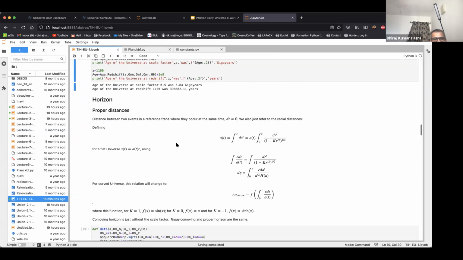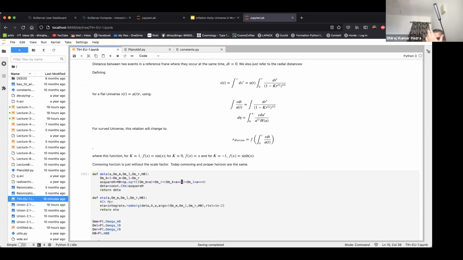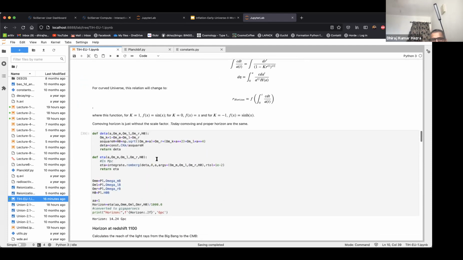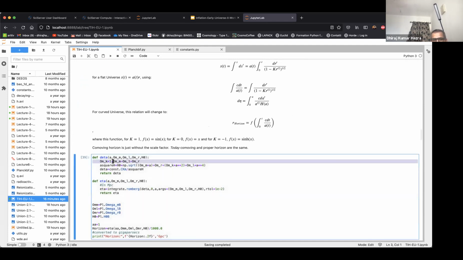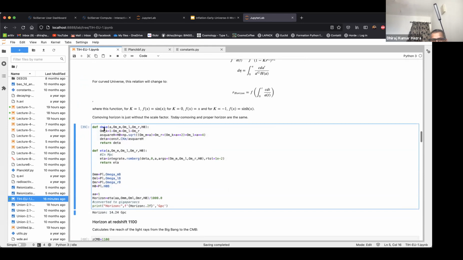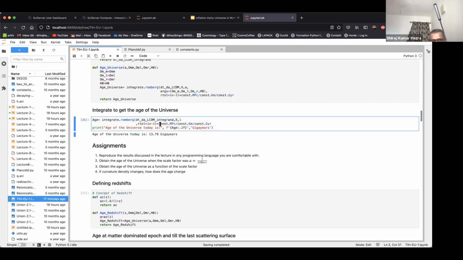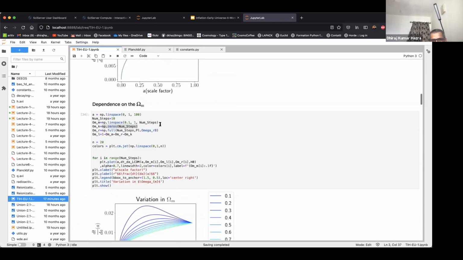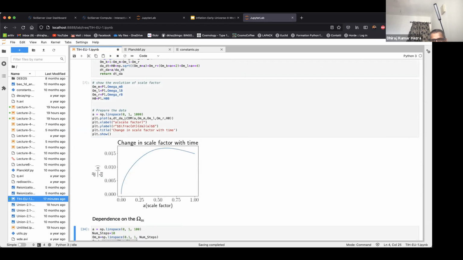Horizon. We had discussed horizon yesterday. Proper distances and moving distances, etc. So I have defined this conformal time d eta. Okay, so we have to integrate this d eta. So d eta is defined here. Similarly, omega k is defined here. Here you have to do a non-trivial step if you change the curvature of the universe. Okay, let me just go ahead and run this notebook.